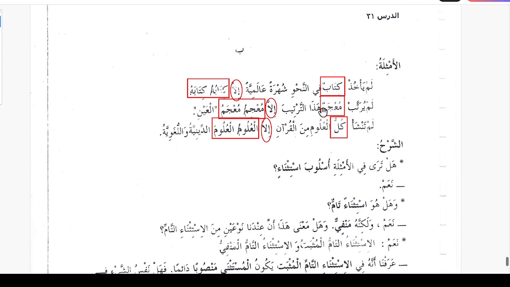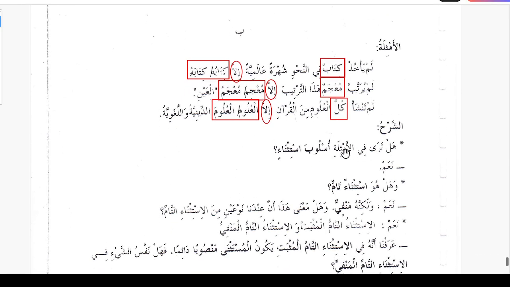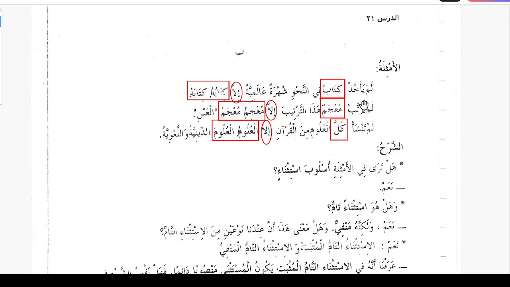So in these three sentences we see we are given two options. One is with mustasna mansub, and the other one is actually marfu, and it is marfu in all these three cases. So why is that? And we also see that these sentences have all the three parts: al mustasna minhu, the mustasna, and this is the tool. So we see all the three parts here.